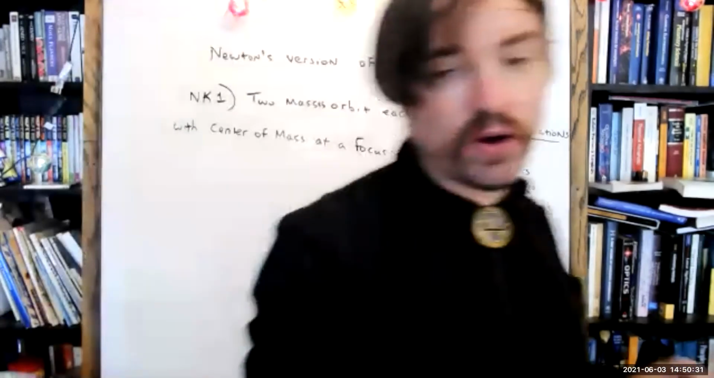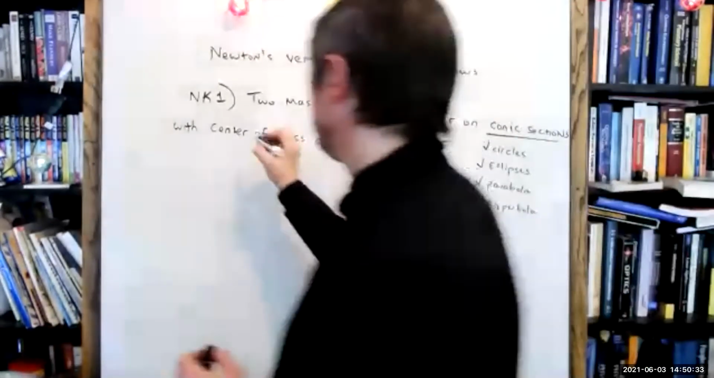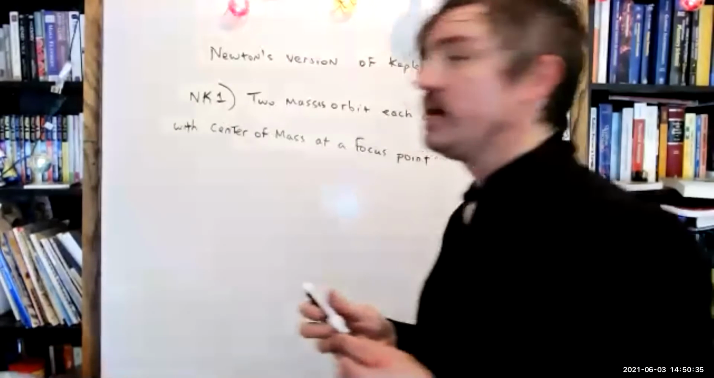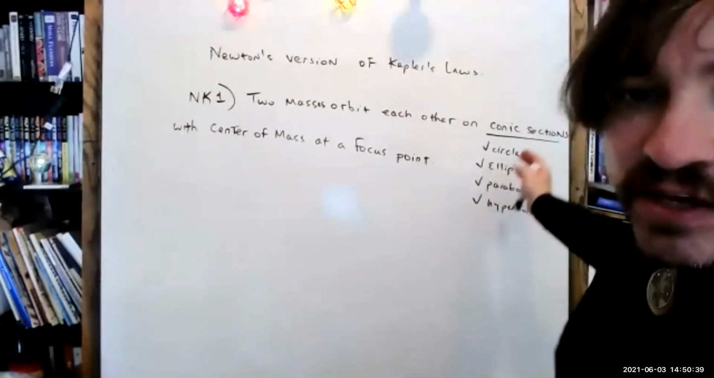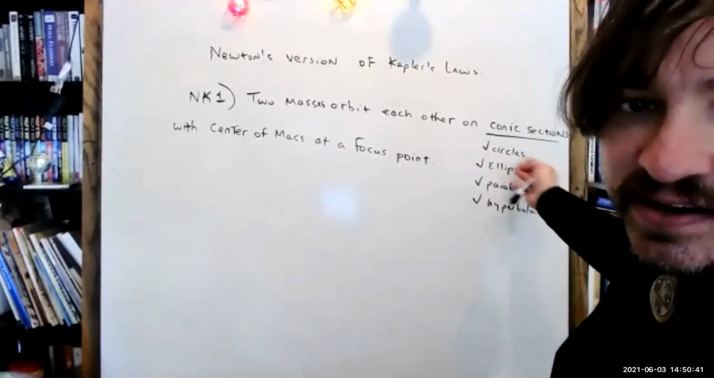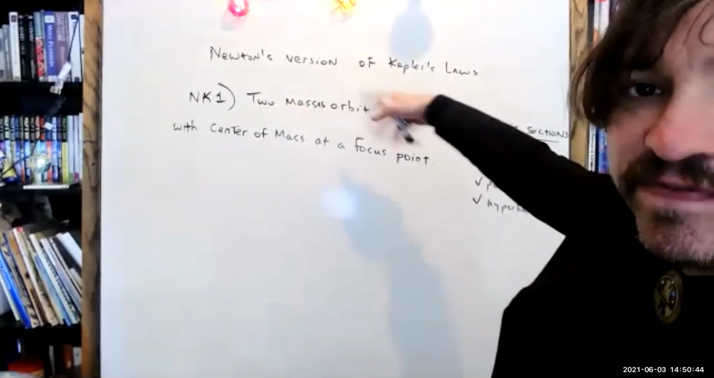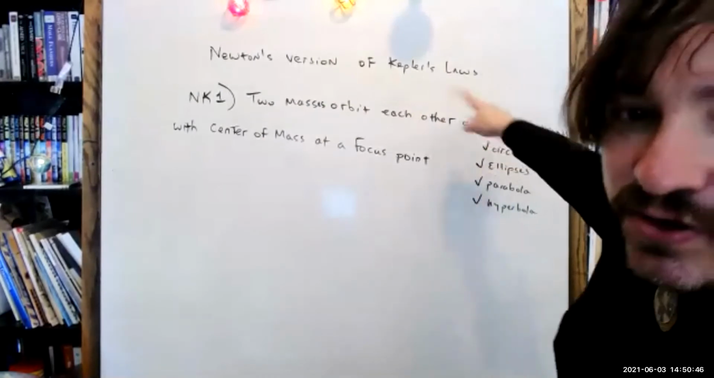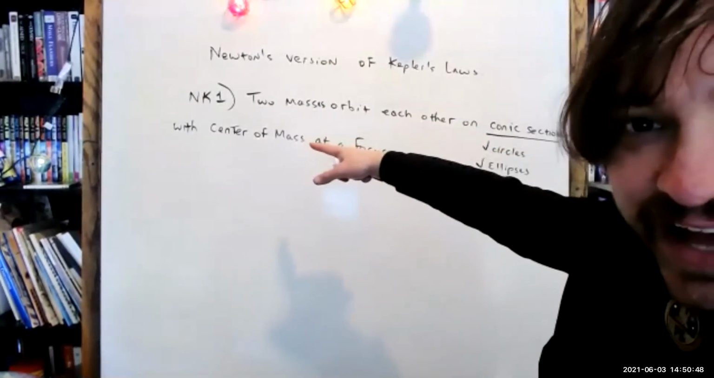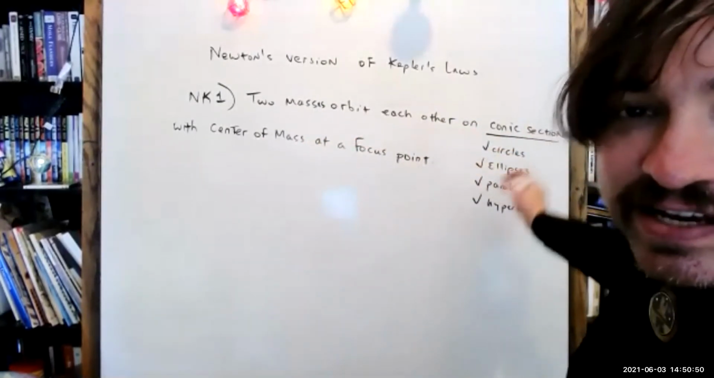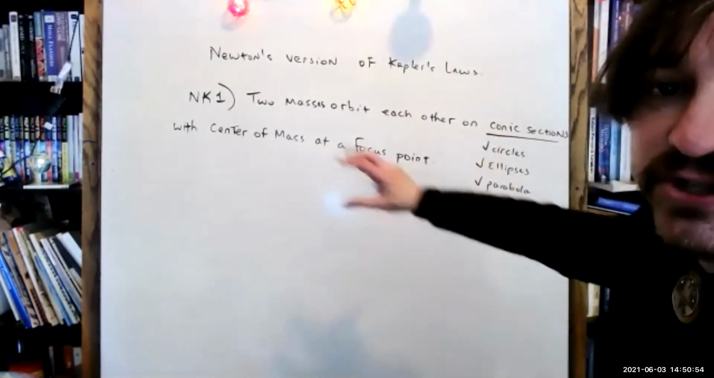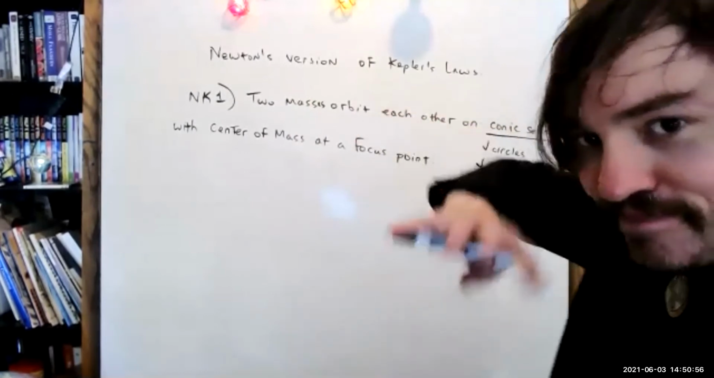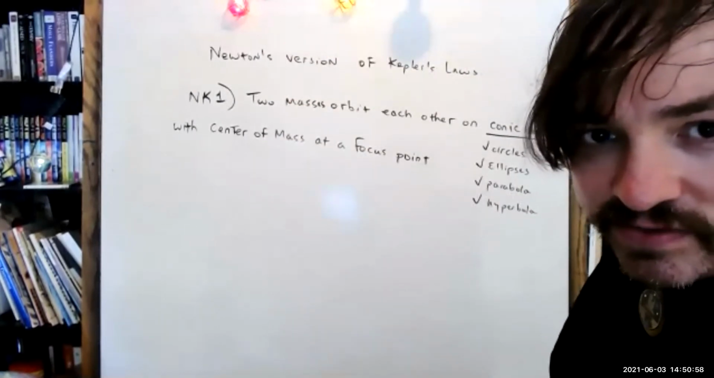I think you guys can also see why we still keep Kepler's laws around. This is a very techie way of saying something that usually boils down to what Kepler said. Usually the two masses are a big fat star and a little tiny planet. Usually the star is essentially the center of mass, and usually the conic section is typically an ellipse. So Kepler's law is a more restrictive version, but this is the more encompassing, correct description, right? All right.